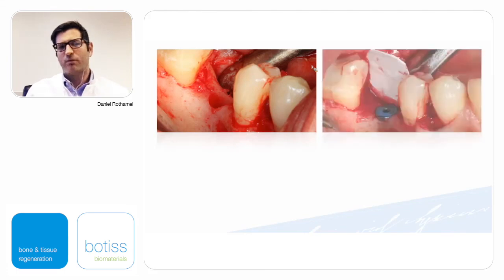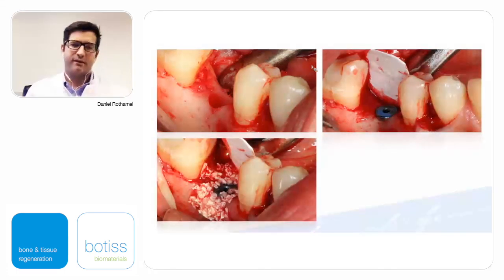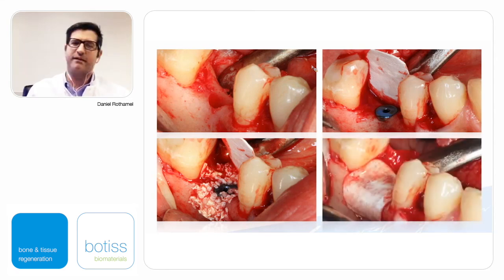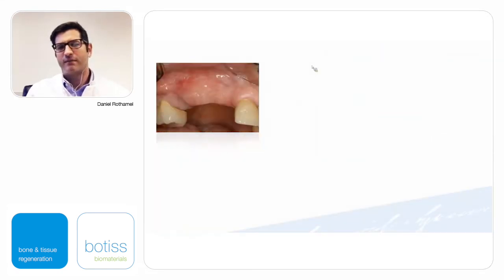However, the handling properties are a bit different. The membrane is a bit more rigid, but we can use this also for stabilization of the graft material. We can stick it underneath the lingual soft tissue. We apply the bone substitute material in combination with some autogenous bone, and then we put a drop of saline solution on the membrane. It becomes more flexible and folds over, stabilizing the graft.